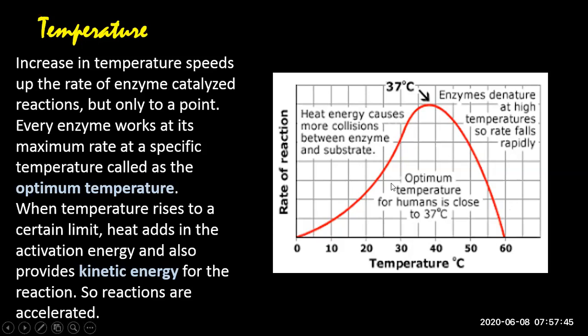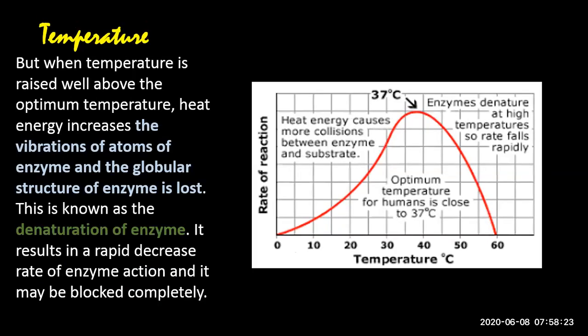I don't know how much you understood, but I am going to repeat. Basically, when temperature rises to a certain limit, heat adds to the activation energy and also provides kinetic energy for the reaction. Heat is being added, so the rate of the reaction is increasing. But there comes a time when the heat is increased so much that it breaks the bonds of the enzyme, and the enzyme loses its structure. Let's move to the next slide.